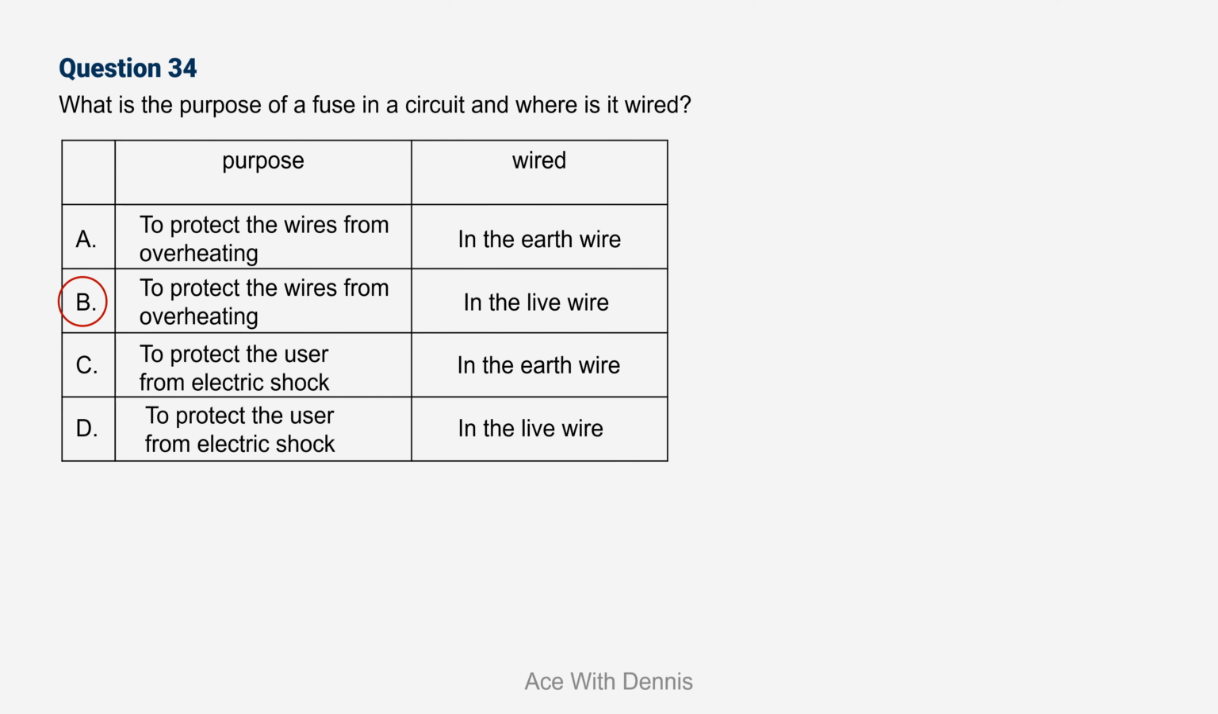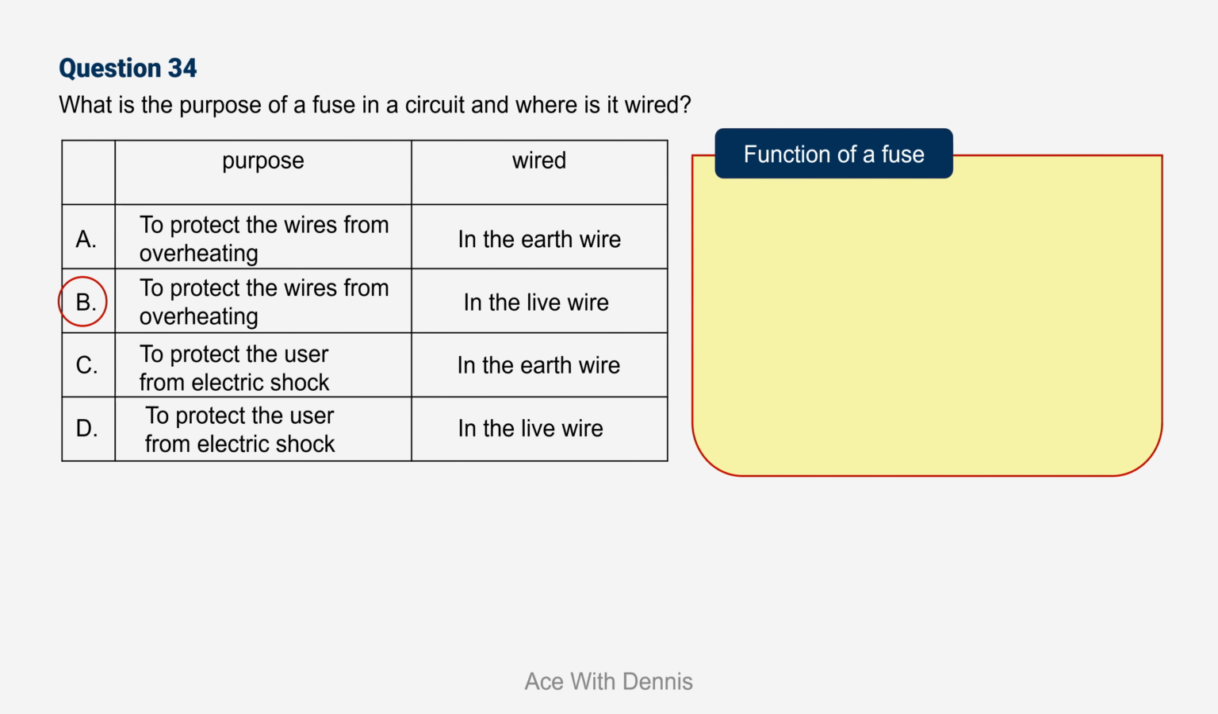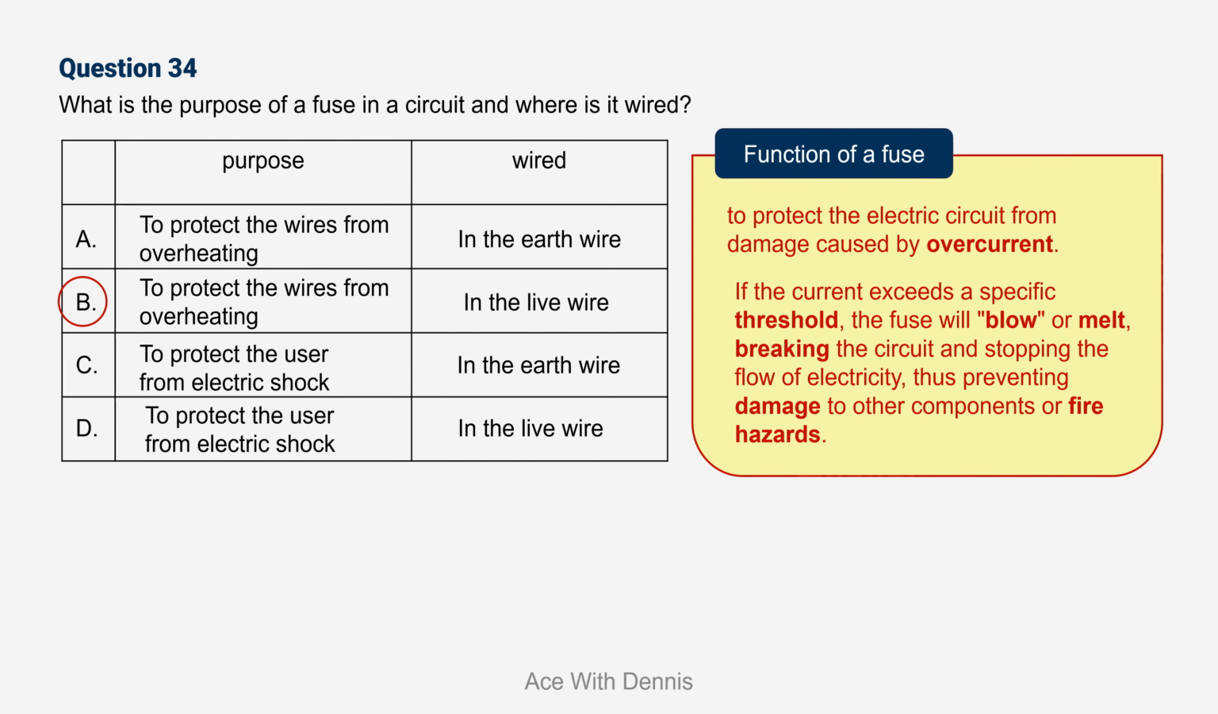The answer is B. To protect the wires from overheating and it is wired in the live wire. So recall the function of a fuse, which is to protect the electric circuit from damage caused by overcurrent. If the current exceeds a specific threshold, the fuse will blow or melt, breaking the circuit and stopping the flow of electricity, thus preventing damage to the components or fire hazards. Okay, so this is the function of a fuse as defined by the textbook.